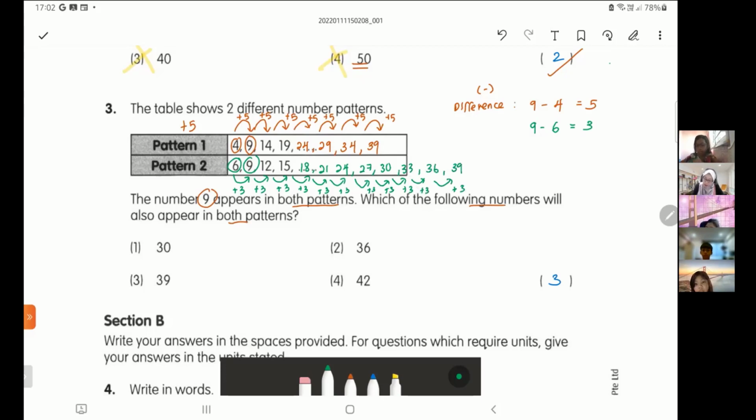Now, if you look at this, does 30 appear in both options? No, out. Does 36 appear in both patterns? No, out. Does 39 appear in both patterns? 39 and 39. Yes. So Erwina is correct. Number 3. Very good. Okay.